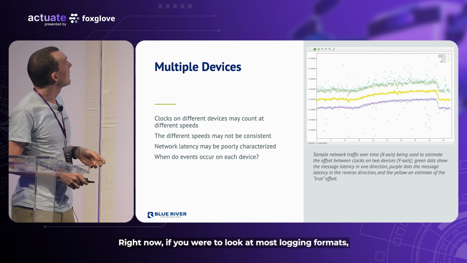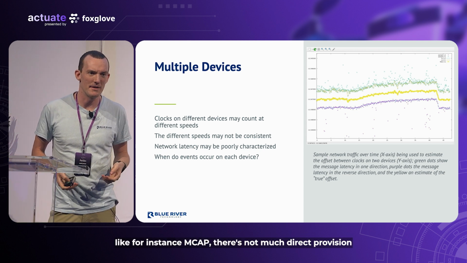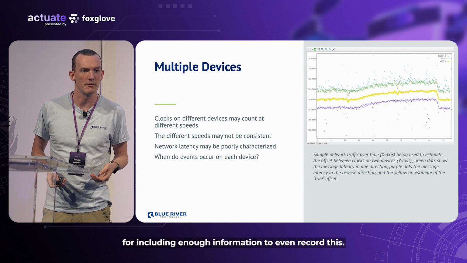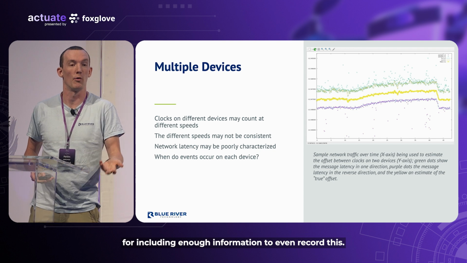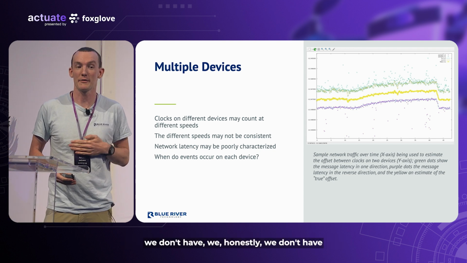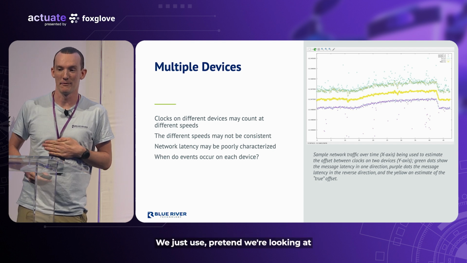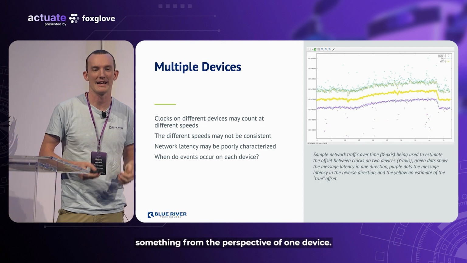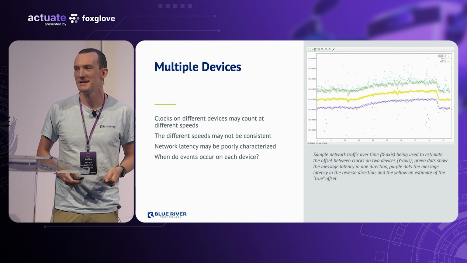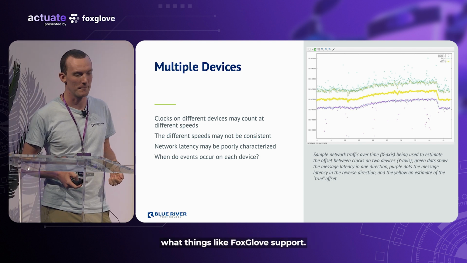And right now, if you were to look at most logging formats, like for instance MCAP, there's not much direct provision for including enough information to even record this. And if you look at visualization tools, we honestly don't have great options for that right now ourselves. We just pretend we're looking at something from the perspective of one device. And that sort of fits in with what things like Foxglove support.